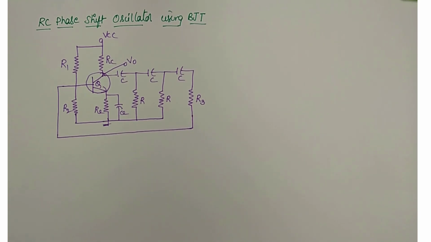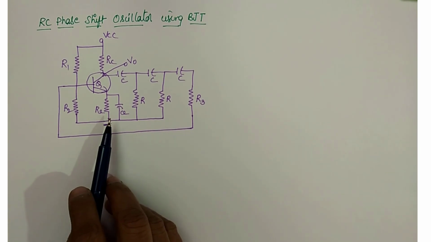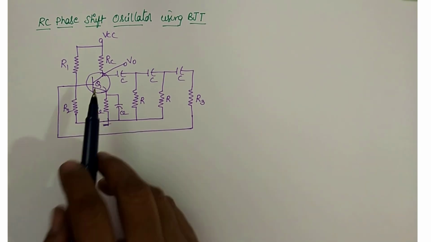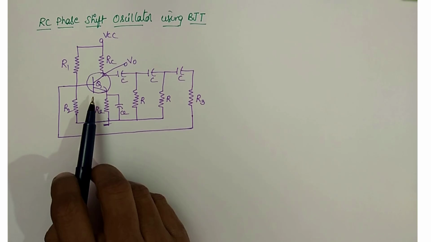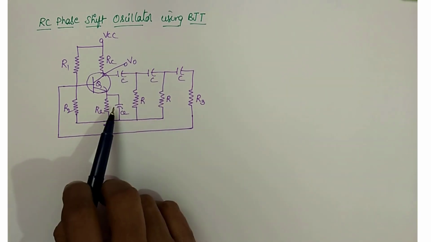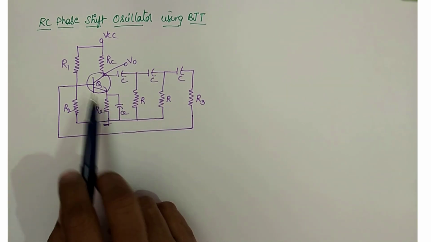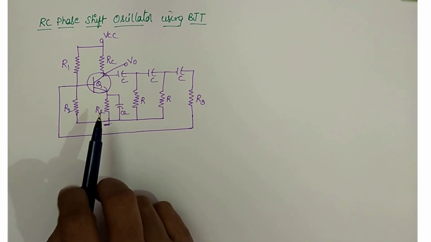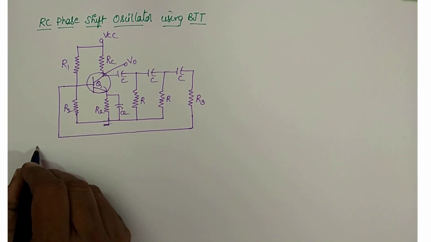In the previous video I explained the introduction part of the RC phase shift oscillator. In that I discussed how RC network gives a phase. Okay, so this is the RC phase shift oscillator using BJT. It consists of the CE amplifier and this is the feedback network. And now I'll derive the frequency of oscillations.